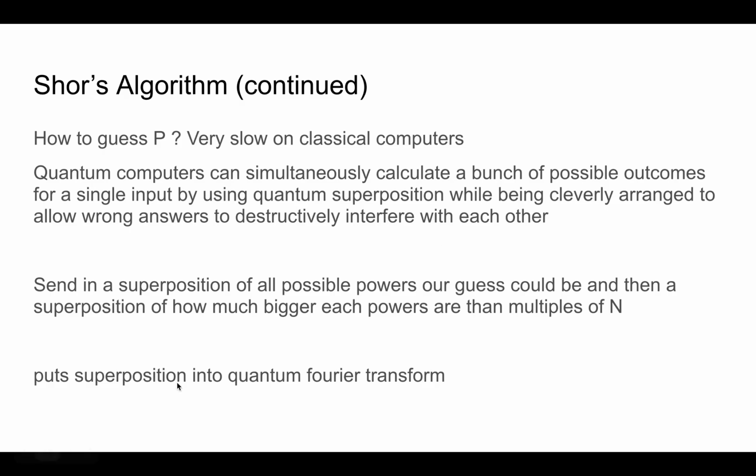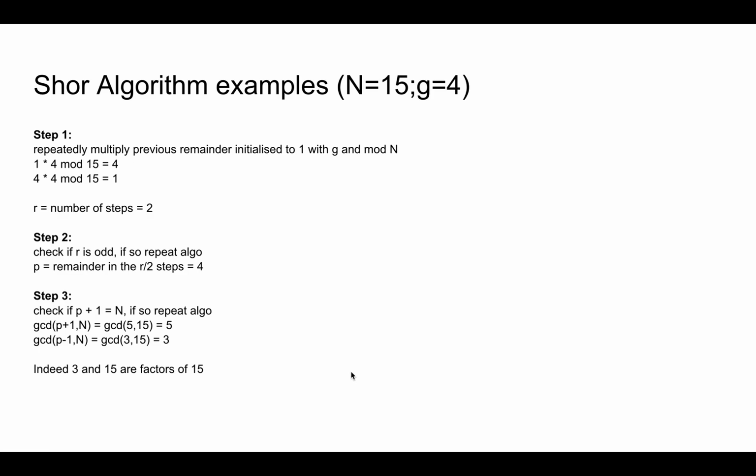Yes, and then later on they just put the superposition into the quantum Fourier transform. So this is an example of Shor's algorithm using n equals 15 and g equals 4. That means the initial guess is 4 and the integer to factorize is 15.